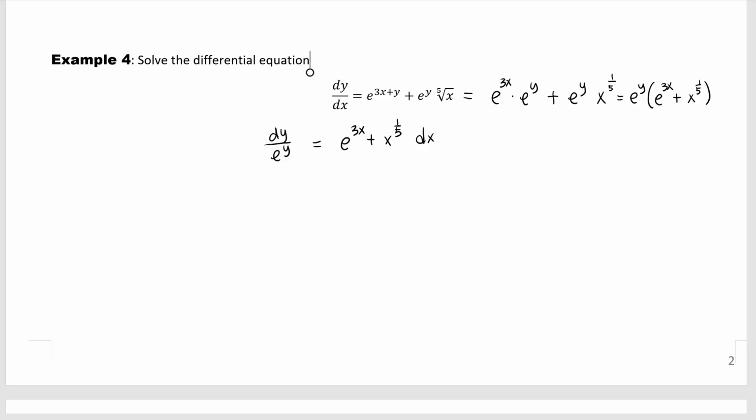And then now we have moved all the y to the left-hand side and all the x to the right-hand side. We can integrate it. So on the left, this guy is actually the integral of e to the minus y dy. What is the integral of e to the minus y? It is e to the minus y divided by minus 1. It's the same as multiplied by minus 1.